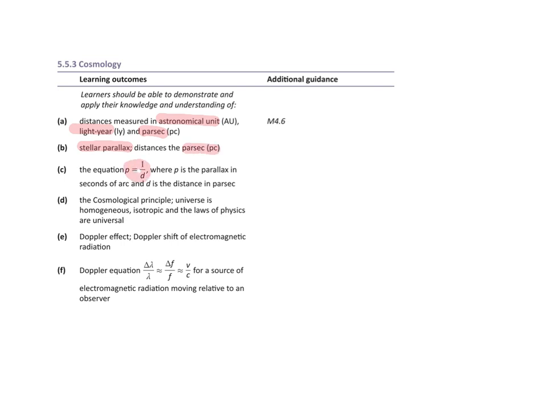You will be able to use this equation to calculate the distance in parsecs. We will look at the cosmological principle and what it means. We'll also look at the Doppler effect and the Doppler equation, and how to use it to calculate relative speeds and so on.